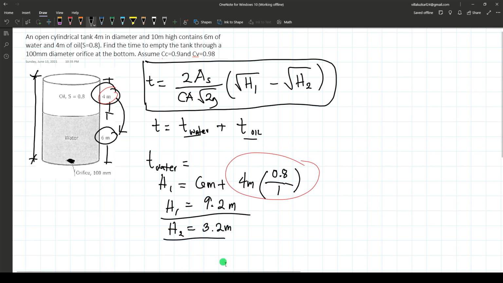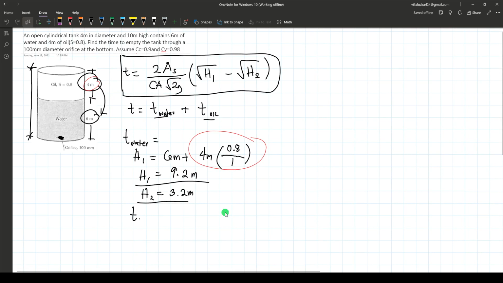Now, for the total time for water, that's 2 times area of the surface. Okay, we have 4 meters diameter. So surface area is pi d squared over 4, and area of the orifice is pi d squared over 4 also. So pi over 4 is cancelled out, so I'll just substitute here the diameter squared of the surface or cross section of the container, which is 4 meters, raised to 2 over C.